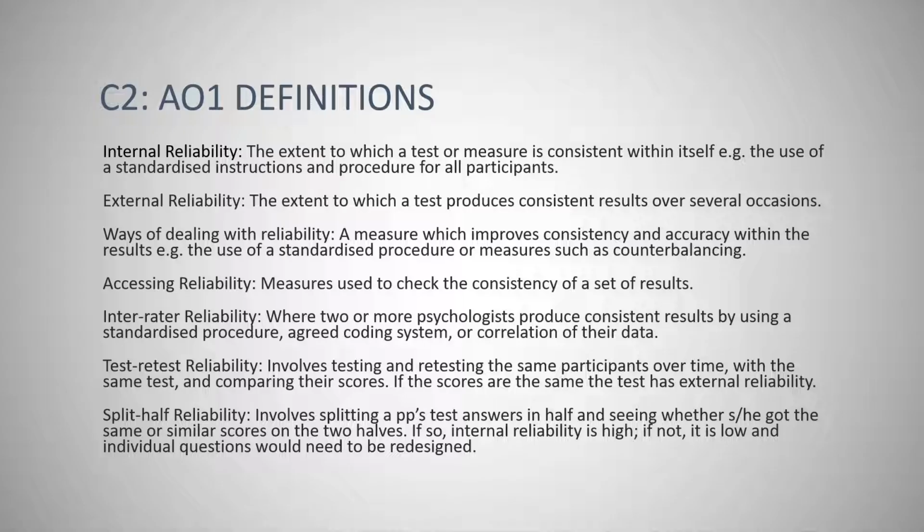Assessing reliability involves measures used to check the consistency of a set of results. Inter-rater reliability is where 2 or more psychologists produce consistent results by using a standardized procedure, agreed coding system, or correlation of their data. Test-retest reliability involves testing and retesting the same participants over time with the same test and comparing their scores. If the scores are the same, then the test has external reliability.